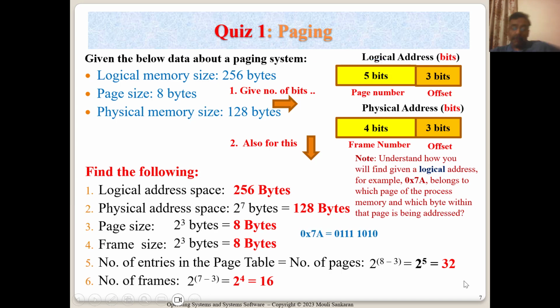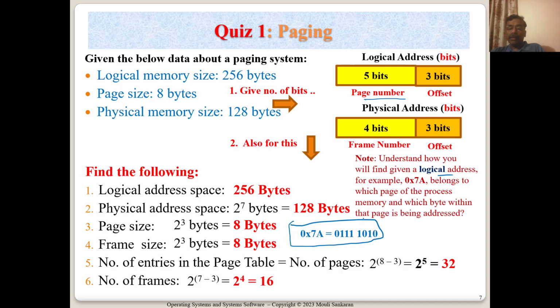Suppose I give you the value 0x7a, and this particular logical address is generated. Imagine whatever address is generated by the CPU is a logical address. Now what page is it accessing, and within the page what is the offset? You have to divide this. If it is given as a logical address, then you have to go by this division, right?